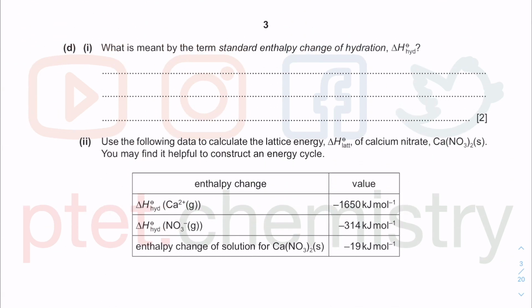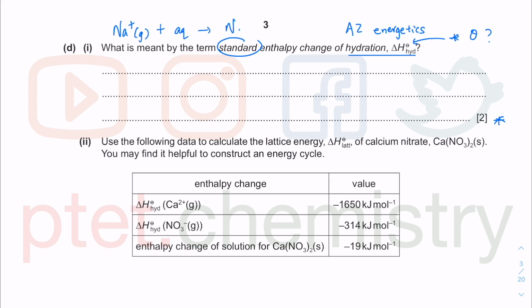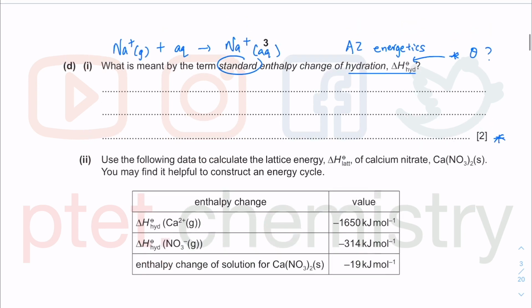This next bit is actually A2 energetics. So this is part of advanced energetics, building upon what you have learned from AS. There is something to do with the standard conditions, the theta there, and then hydration and the standard conditions. So one of the marks would be for standard conditions there. So what do we know about hydration? Hydration is basically things like Na+ gas plus a large amount of water, and then you get Na+ aqueous. But it doesn't just apply to cations.